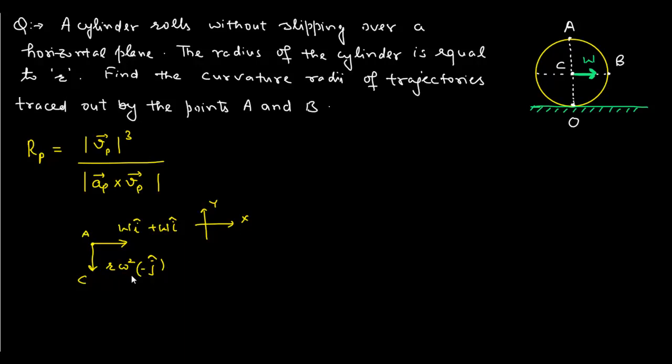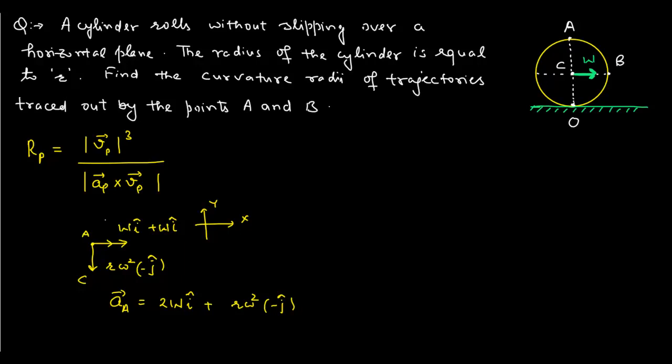Clear? So acceleration of point A is equal to twice W i cap, as both are in the same direction, plus the radial acceleration, so this is r omega square minus j cap. So this is the acceleration of point A.